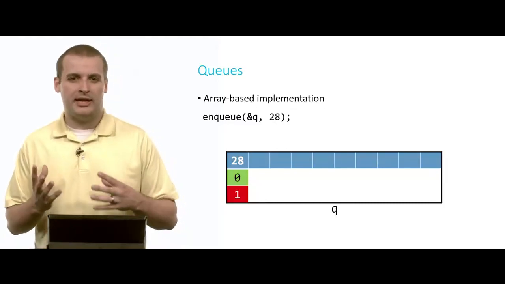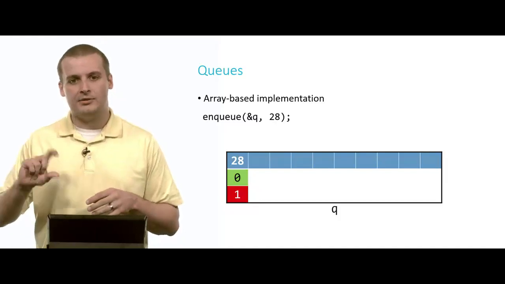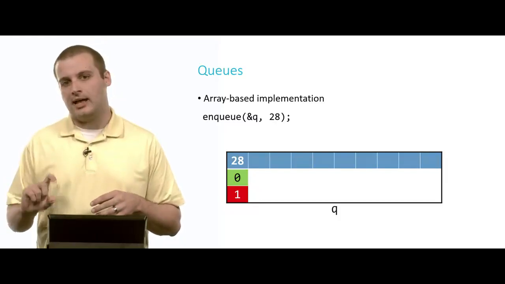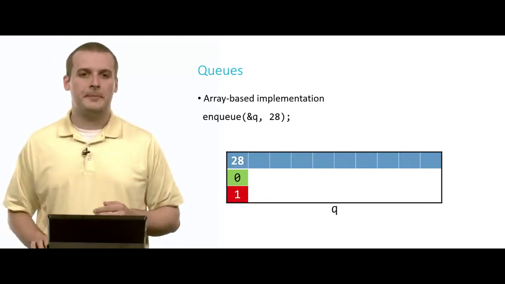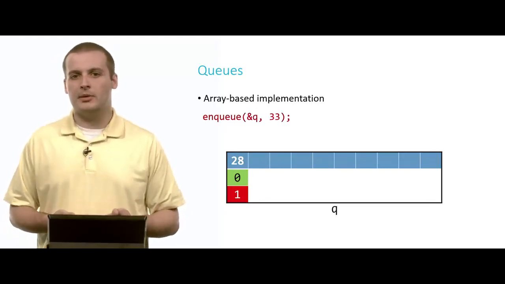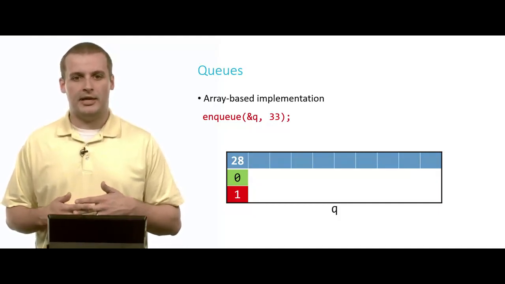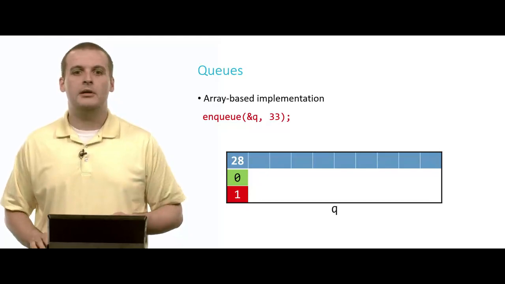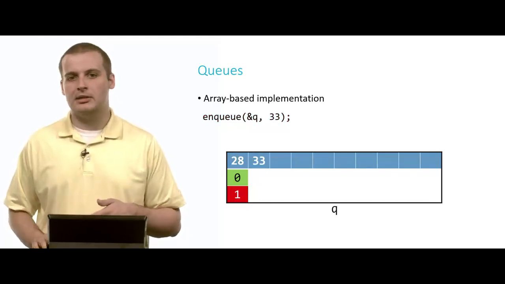Now, a general sort of idea of where the next element is going to go in a queue is to add those two numbers together, front and size. And that'll tell you where the next element in the queue is going to go. So now let's enqueue another number. Let's enqueue 33. So the 33 is going to go into array location 0 plus 1. So in this case, it's going to go into array location 1. And now the size of our queue is 2.